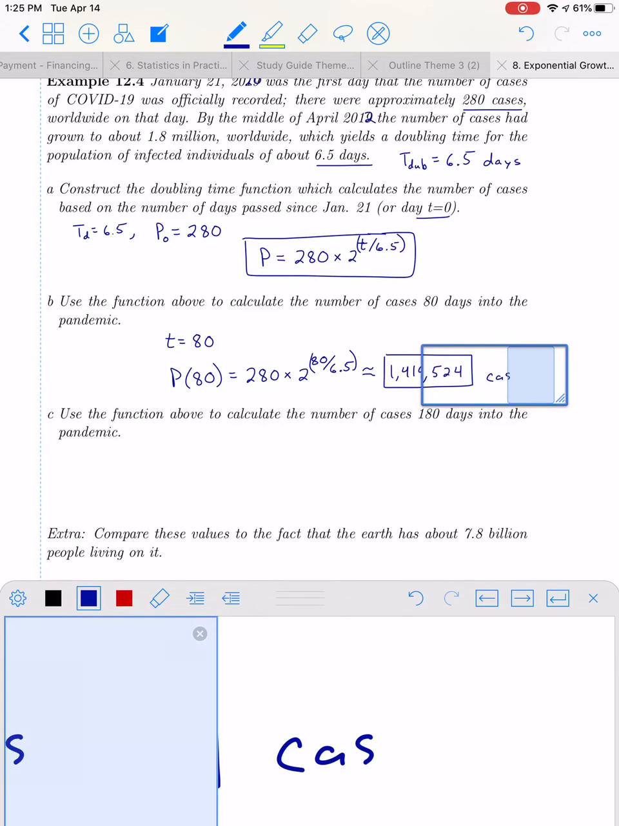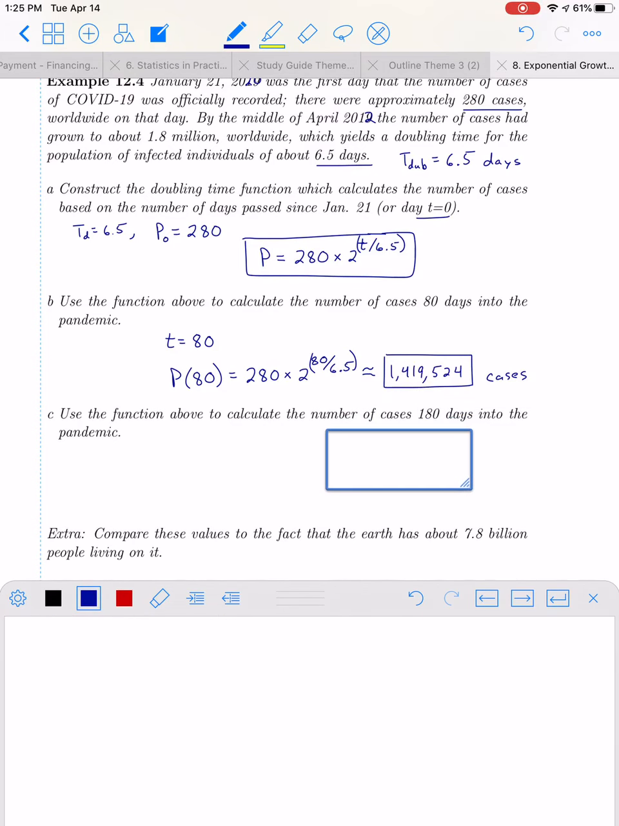So that's the projection 80 days into the future, which is about correct if you look at the actual data. 80 days after January 21st is something like April 10th or so, somewhere in that zone, and that more or less meets the numbers. Things start to get a little bit more out of hand, though, as we predict further into the future.